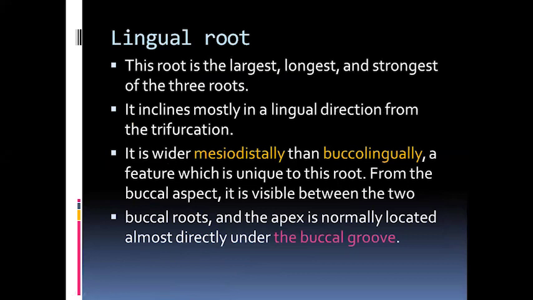Three roots: the palatal root, or lingual root. The root is the largest, longest, and strongest of the three roots. It inclines mostly in the lingual direction from the trifurcation. It is wider mesiodistally than buccolingually, a feature which is unique to this root. From the buccal aspect, it is visible between the two buccal roots, and the apex is normally located almost directly under the buccal groove.